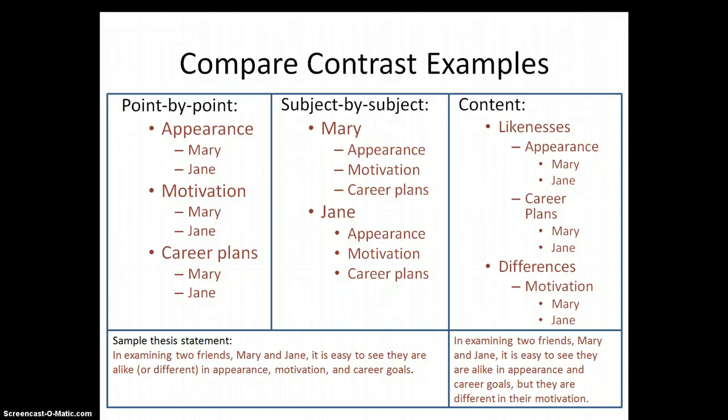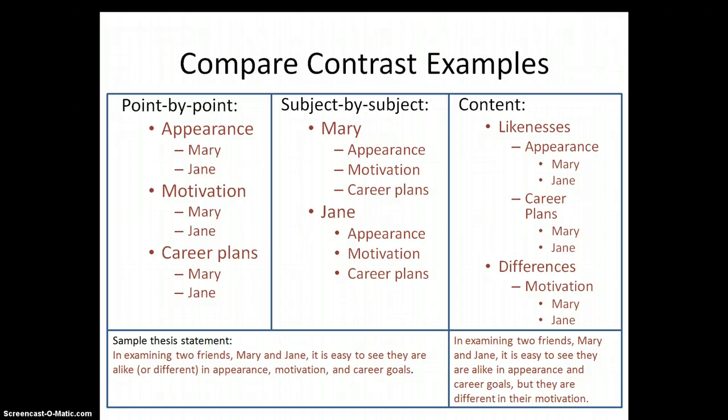If you're using subject by subject, you would say Mary has this appearance, is motivated this way, and is planning this career. Then Jane has this appearance, is motivated this way, and is planning this career. If you're going to organize it by content, you would put the likenesses first. How are they alike? In appearance, both are alike. In career plans, they're both alike. Differences, though, they are motivated differently.